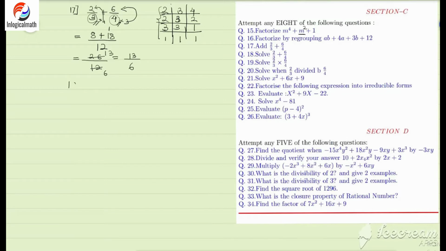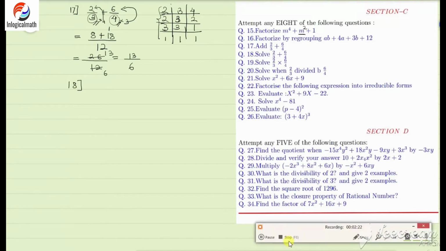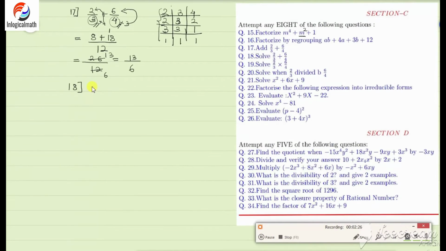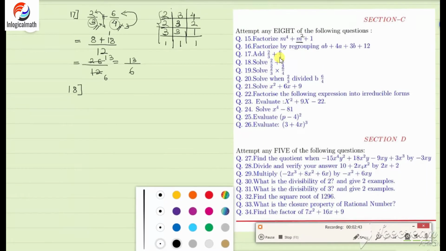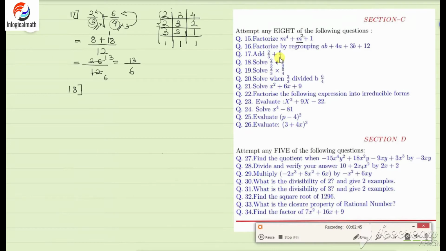Now question number 18. So what is question number 18? We have to add. Now the same way we have to do it. Here there is not a plus, here it is a minus sign. Correct it in your paper. So it is minus: 2 by 3 minus 6 by 4.